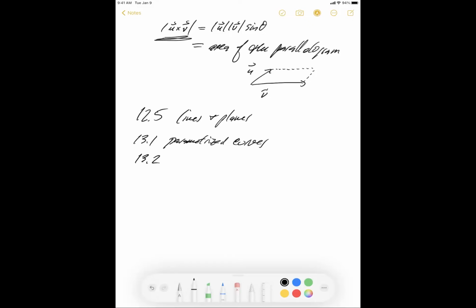13.2, we get a bit of calculus. So we talk about the derivative of a parametrized curve, the antiderivative of a parametrized curve, tangent vectors, and tangent line. There's the unit tangent vector, that's capital T of t.